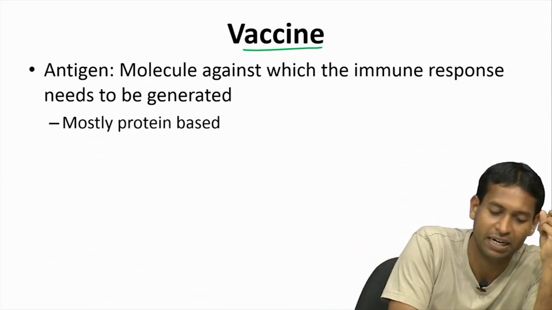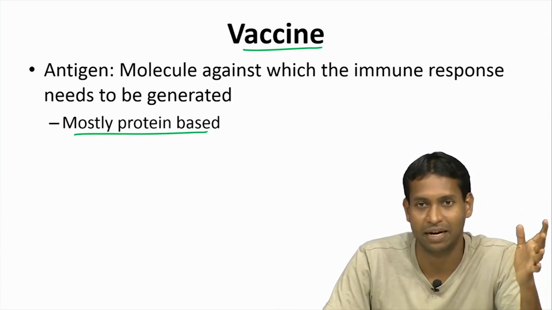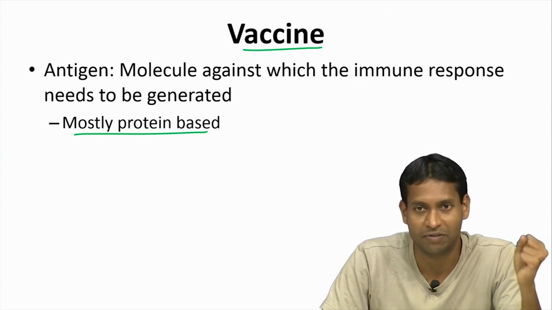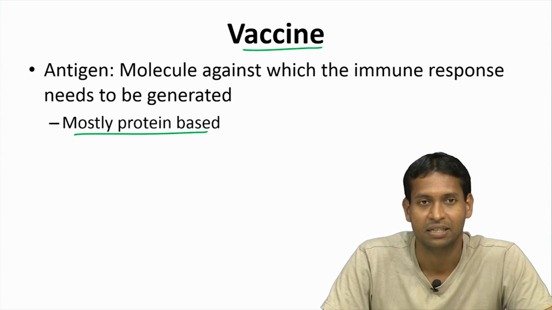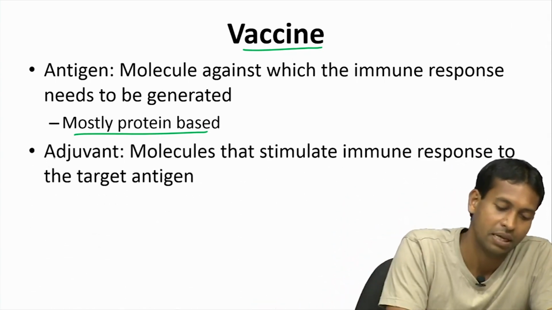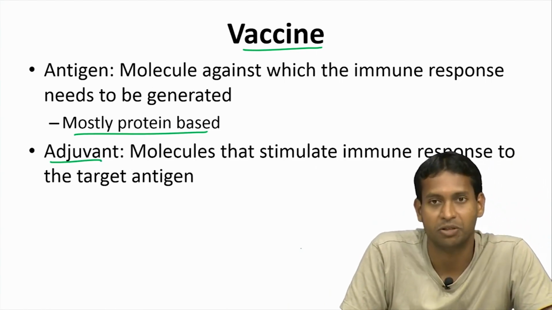So, typically what you find is vaccines are protein based. Proteins act as very nice immunogenic molecules, and our body is well trained to handle different types of proteins. So, most vaccines you will find are protein based. Then you have adjuvants, and so what are adjuvants? Adjuvants are molecules that stimulate the immune response.